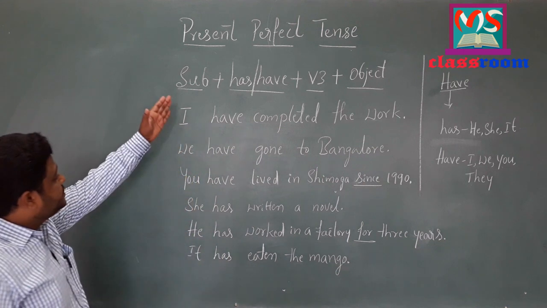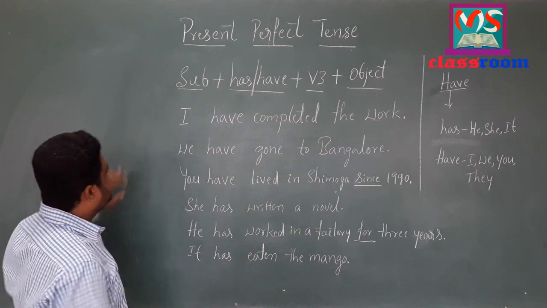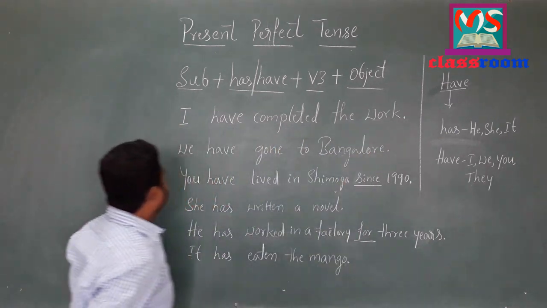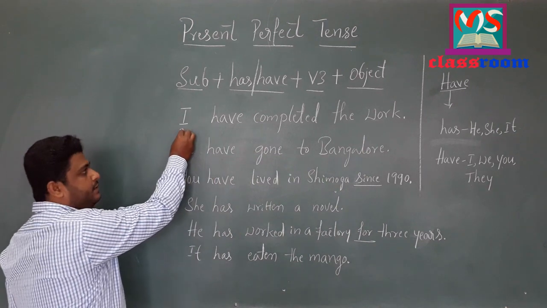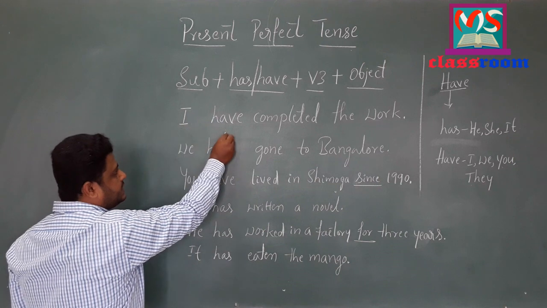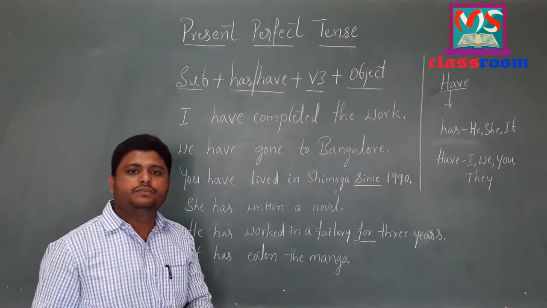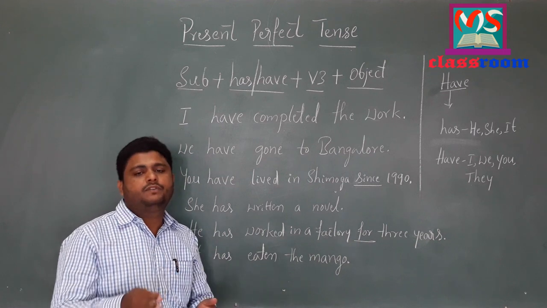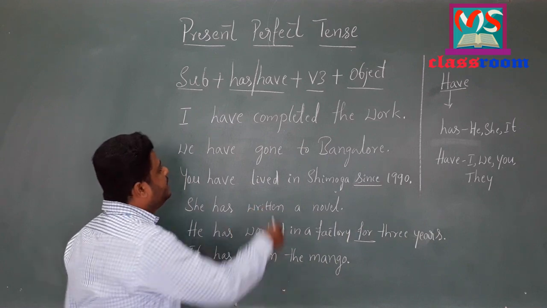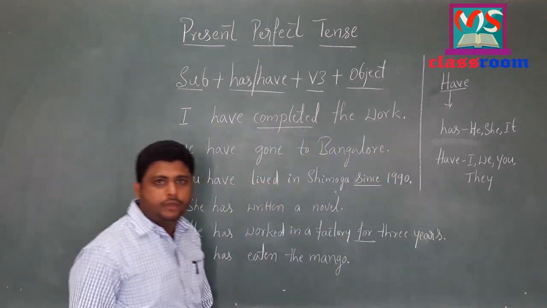Now let us move to the examples of present perfect tense. Look at the first example. I have completed the work. I have used first person singular I, and accordingly have, the verb which agrees with the subject, and then completed. Present tense form of the verb is complete, past tense form completed, past participle also completed. So it is a regular verb, and then the work is the object.